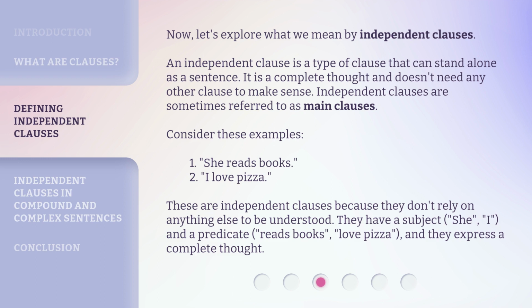Consider these examples. 1. She reads books. 2. I love pizza. These are independent clauses because they don't rely on anything else to be understood. They have a subject, she, I, and a predicate, reads books, love pizza, and they express a complete thought.